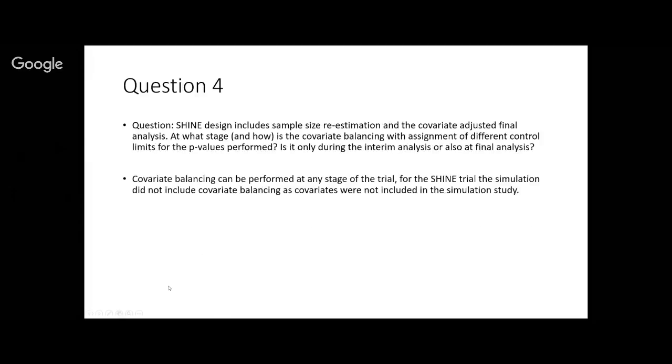Next question: the SHINE design includes sample size re-estimation in the covariate adjusted final analysis. At what stage and how is the covariate balancing with assignment of different control limits for the p-values performed? Is it only during the interim analysis or at final analysis? Covariate balancing can be performed at any stage of the trial. For the SHINE trial, the simulation did not include covariates in the results of the simulation study.